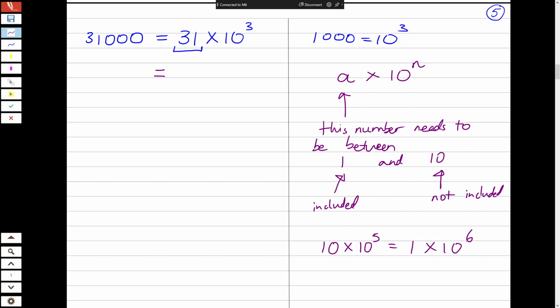So we just want a standard form. We only want one way to represent a number using scientific notation. So for that reason, we need to restrict this first number so that it's between 1 and 10. If you've got a number larger than 10, you can very easily fix this by taking out a factor of 10.